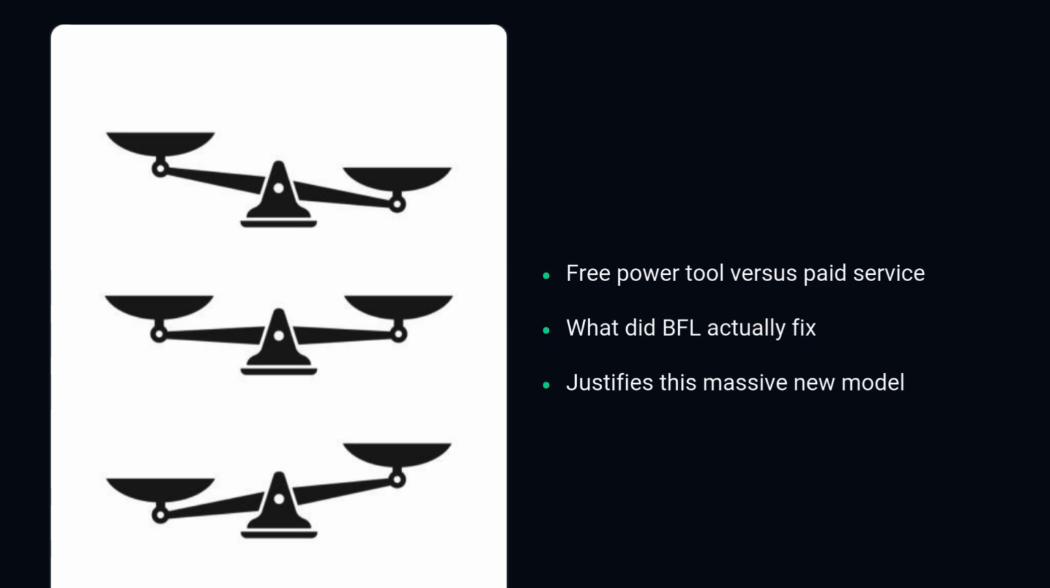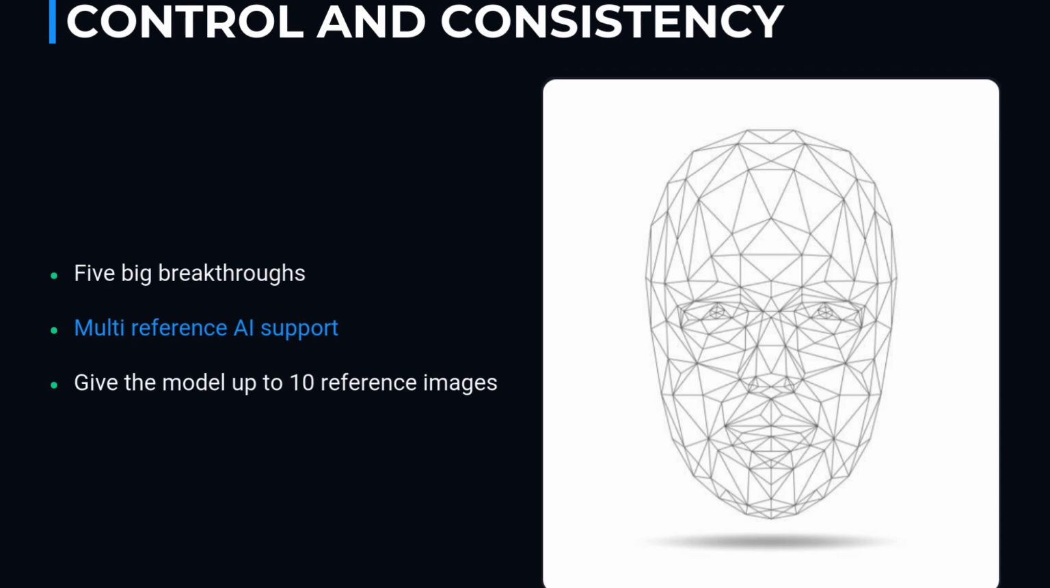Precisely. The sources point to 5 big breakthroughs, but let's just focus on the top 3 that really affect the bottom line. First, and this is the real killer feature, is multi-reference support. Okay, break that down for me. So, before, if you wanted a character to look the same in 10 different poses, you had to train a special model for days. It was a nightmare.